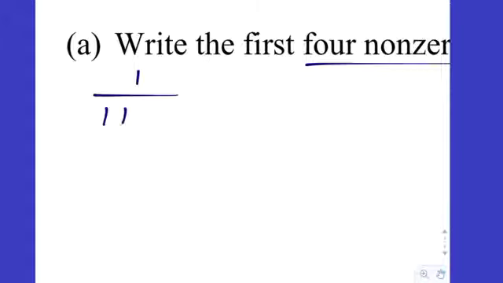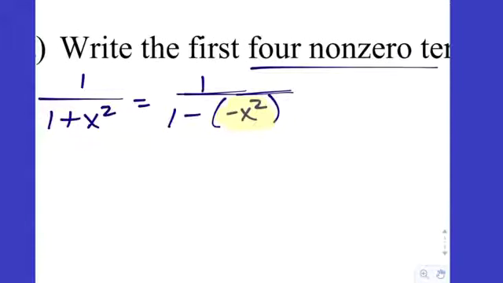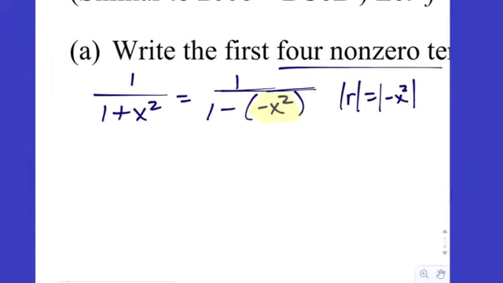So 1 over 1 plus x squared, if I write it in that format, is 1 over 1 minus what? Negative x squared. Okay, good. So this is going to be what I'm eventually calling my r. The absolute value of r is equal to the absolute value of negative x squared. Okay? So I can modify an existing geometric series.